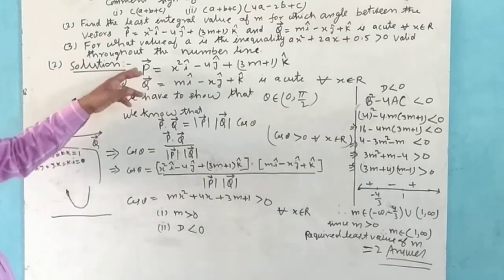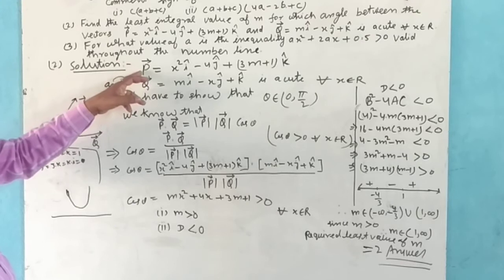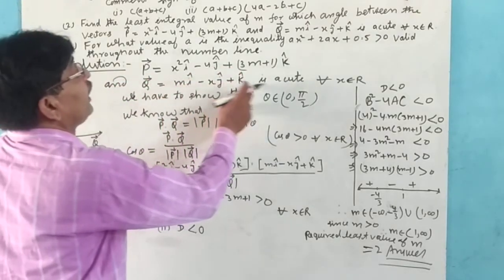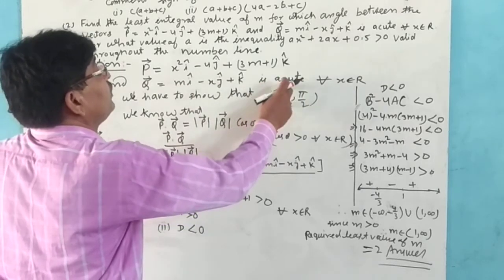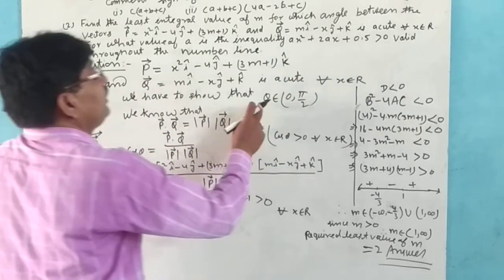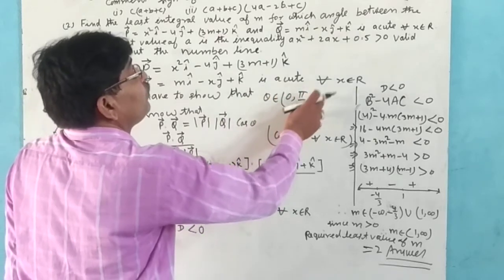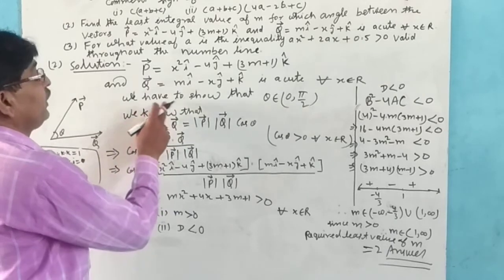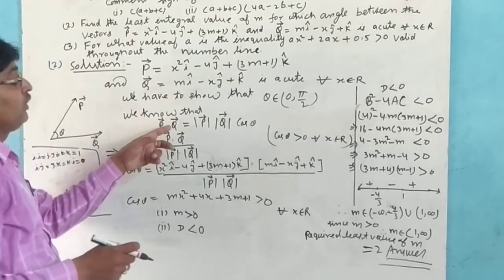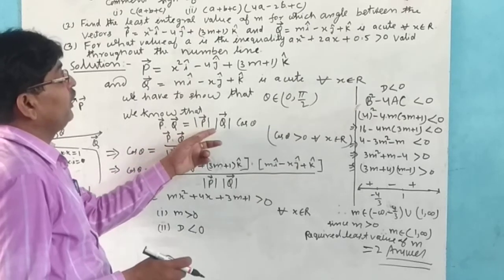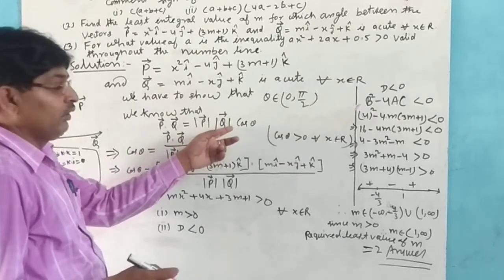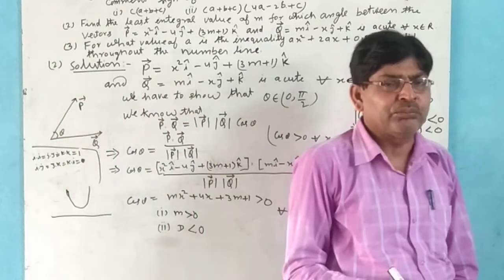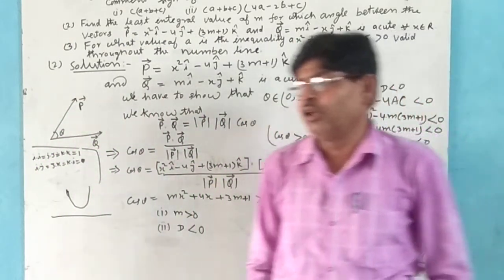Now here, given one vector p of this type and vector q of this type, the angle is acute. It means that theta belongs to 0 to π/2 for all x belongs to R. We have to show that. Now we know that p · q = |p||q| cos θ. This is the vectors formula, and such types of questions we solve in vectors.